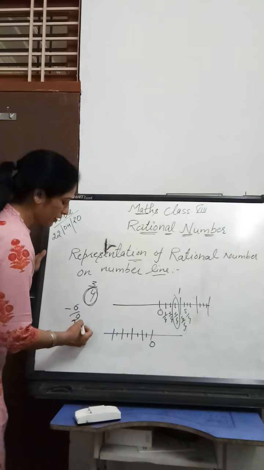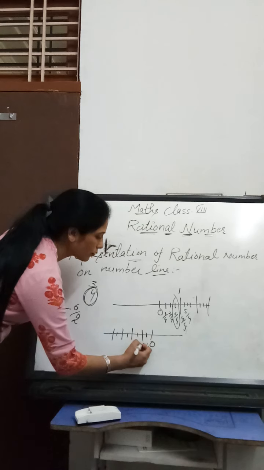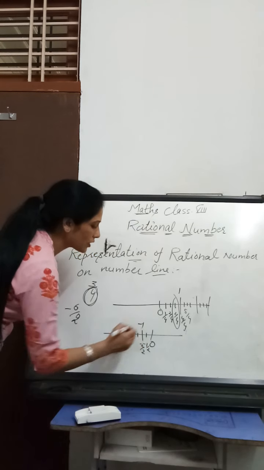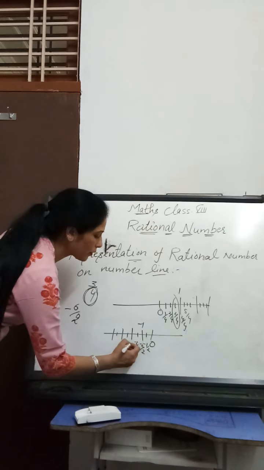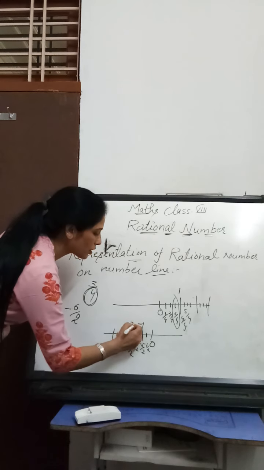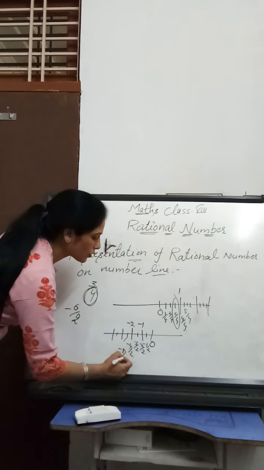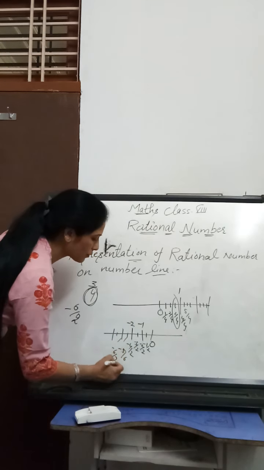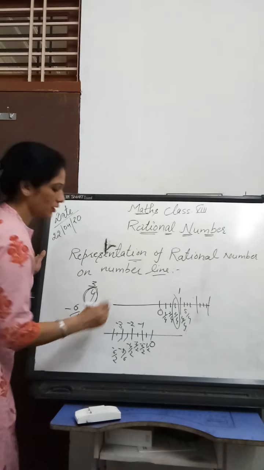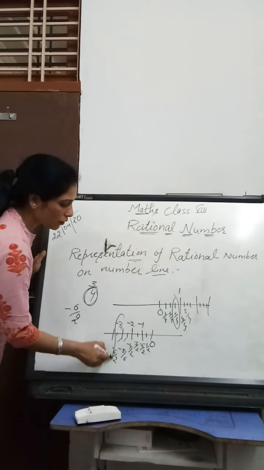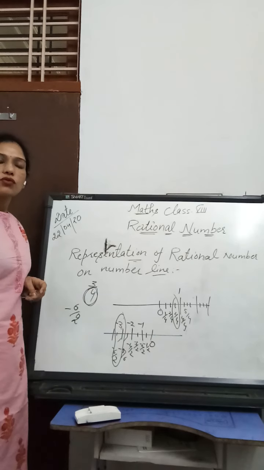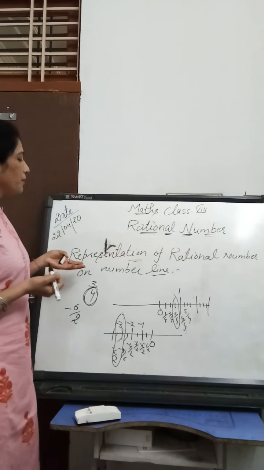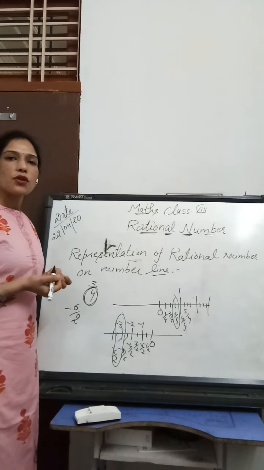Now you have to write here minus 1 by 2, minus 2 by 2 means minus 1. Minus 3 by 2, minus 4 by 2 means minus 2. Then minus 5 by 2 and minus 6 by 2 means minus 3. So this is the minus 6 by 2, and you have to circle this line in this way. Clear? So this is the way for representation of rational number on number line.